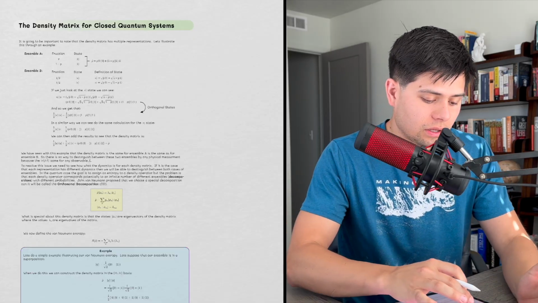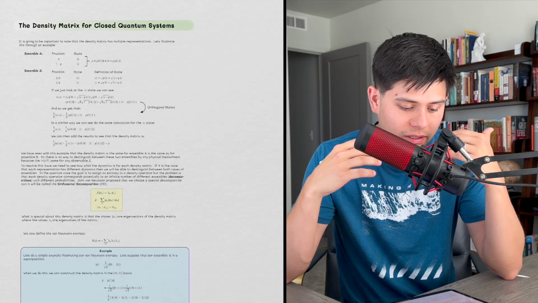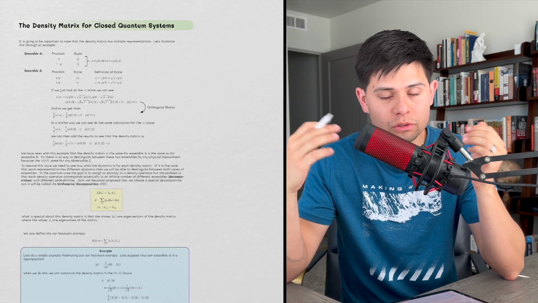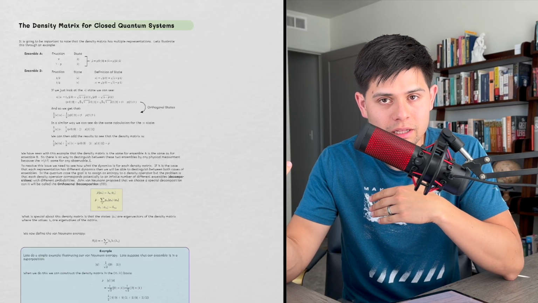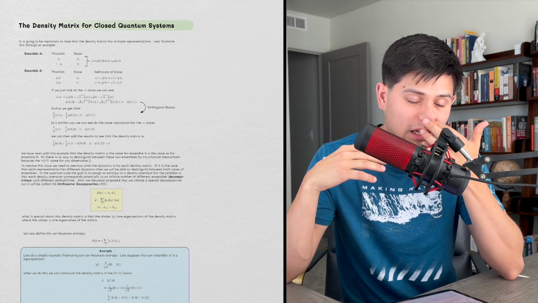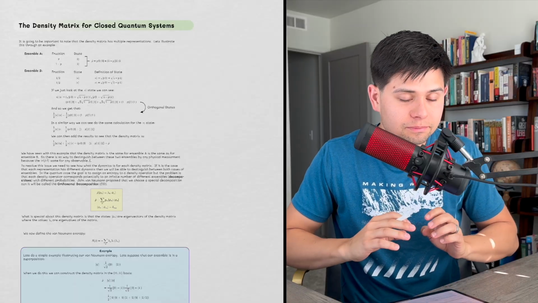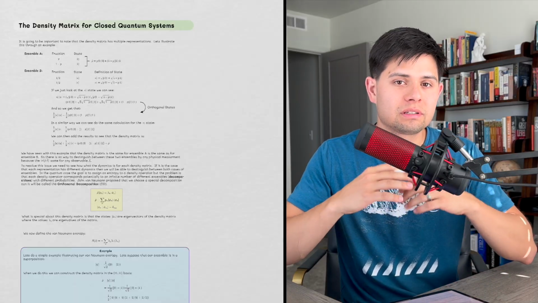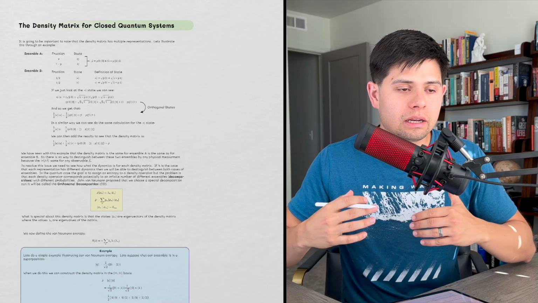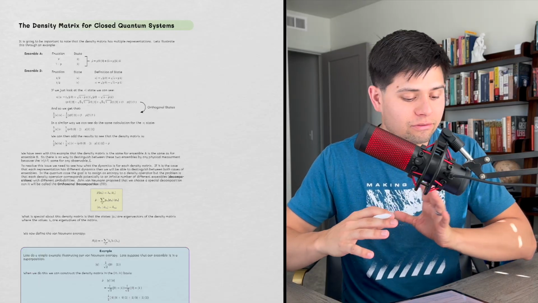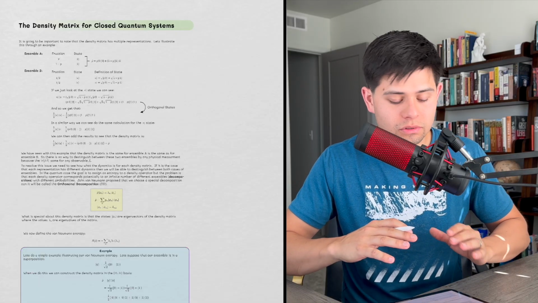So this is going to be an important note that the density matrix has multiple representations. We've mentioned it in the last video. Now we're going to bring it back. Now we're going to talk more about the density matrix, and we're going to see how it fits in with this idea of von Neumann entropy, and what we're going to do after we talk about closed quantum systems.